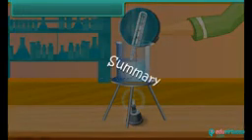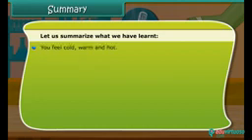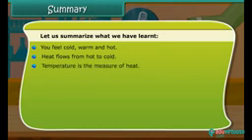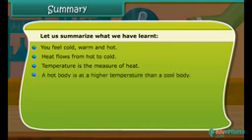Summary. Let us summarize what we have learned. You feel cold, warm and hot. Heat flows from hot to cold. Temperature is the measure of heat. A hot body is at a higher temperature than a cool body.